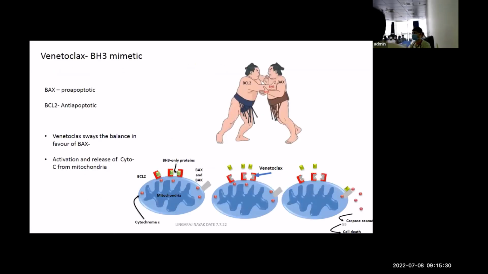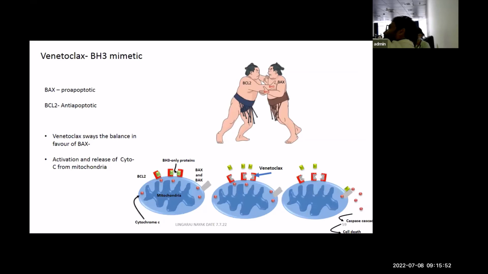Now the next drug is venetoclax. After ibrutinib, the second important drug in CLL is venetoclax. The mechanism of action of venetoclax is quite interesting. There is always a fight between BCL2 and BAX. There is an equilibrium between them. BCL2 is anti-apoptotic and BAX is pro-apoptotic, right?